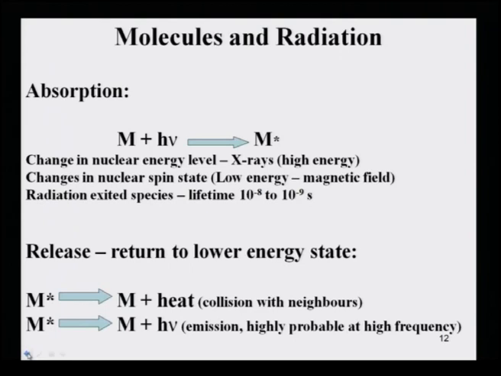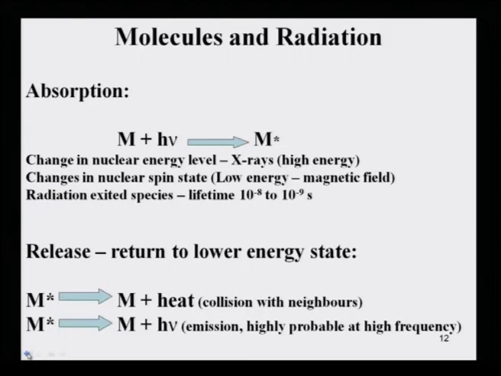Radiation excited species have a lifetime of 10 to the power minus 8 to 10 to the power minus 9 seconds. So, what happens is that this excited molecule either gives the normal molecule and heat by collision with the neighbors, or it may give h nu by emission, highly probable at high frequency. So, it can either give some heat and come back to its normal state, or the excited molecule, that is M star, will emit some energy.